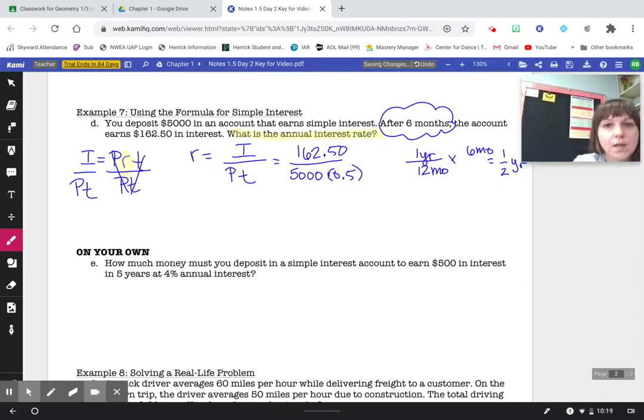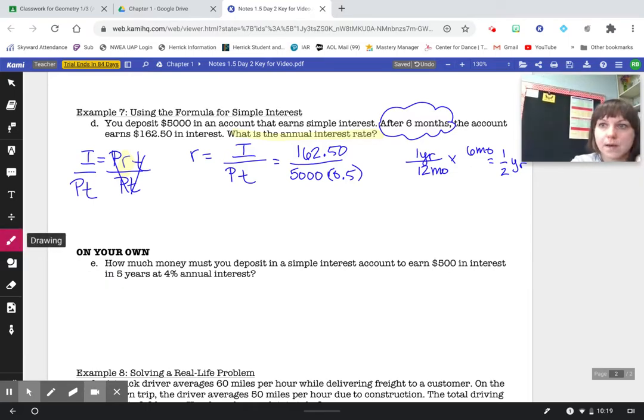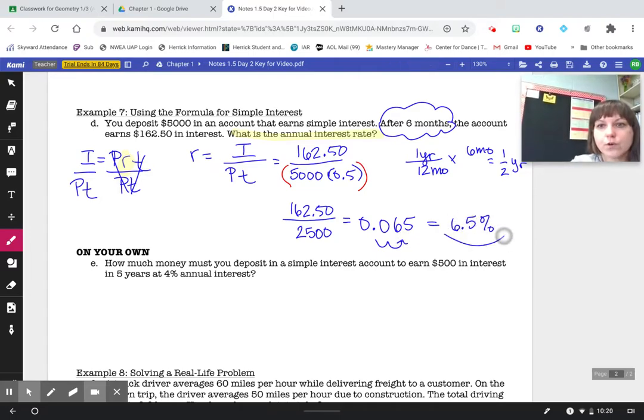So that's your time. It is really important that when you're working with fractions, since we are multiplying two numbers on the bottom of the fraction, you must remember that these two stay together. So when we divide $162.50, and we're going to divide that, half of 5,000 is 2,500. So when you do that, you end up getting an answer of 0.065. And when we put that as a percent, we'll move the decimal over twice, and you get 6.5% for your interest rate.